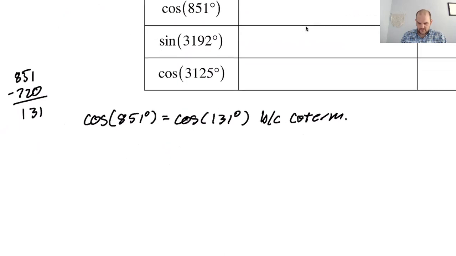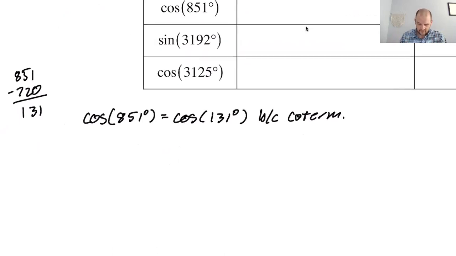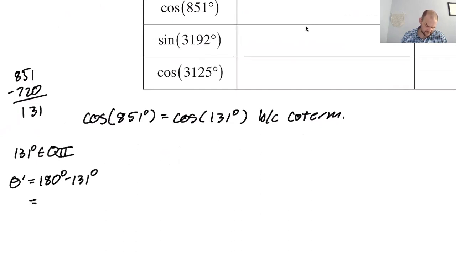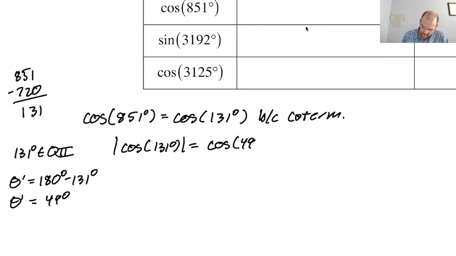Now, what is the cosine of 131 equal? Let me find the reference angle, right? So 131 is an element of quadrant 2. So then the reference angle is going to be 180 minus 131, which I think is 49. So that's my reference angle. So the absolute value of the cosine of 131 is equal to the cosine of 49. So we know that's true.